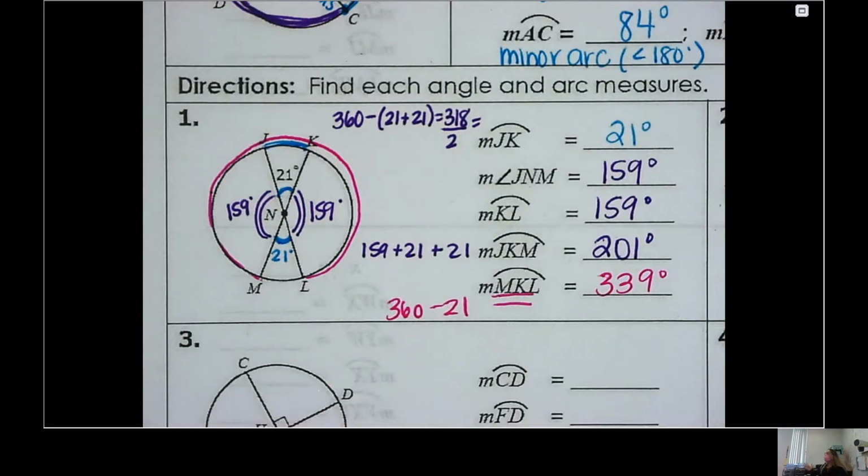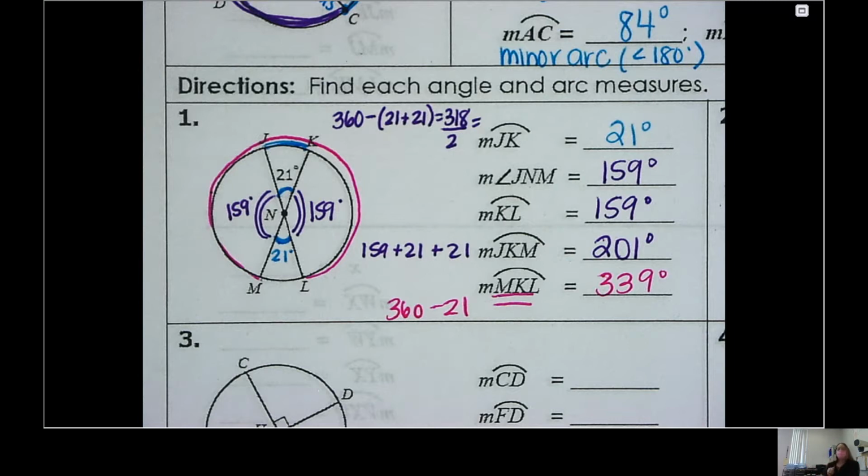Okay, so look, not hard, right? It's just all figuring out what the unknown angles are, and then you're just adding them or subtracting them depending on which angle it's asking you for, or which arc it's asking you for. That's all it is. It's just some addition today. So I have faith in you. Not hard, right? I have faith.